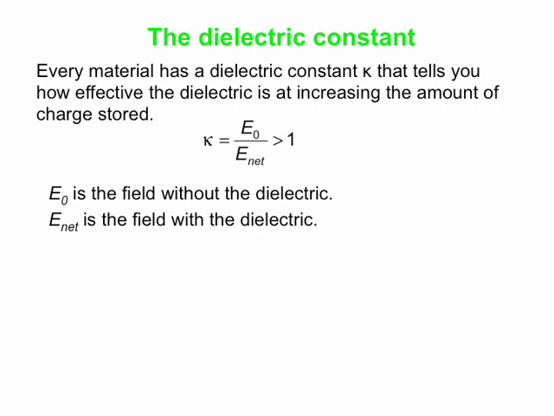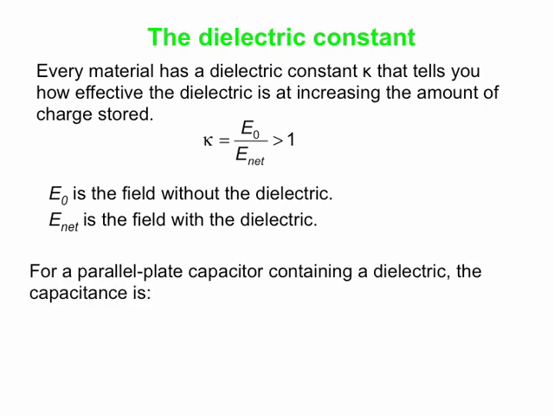Unless you have vacuum or air in between the plates. Air is not quite the same as vacuum, but in this situation it's basically the same thing. So air and vacuum, we say, have dielectric constants of 1. Insulating materials generally have dielectric constants of more than 1, 3, 5, 75, something like that. Okay, depends what the material is.